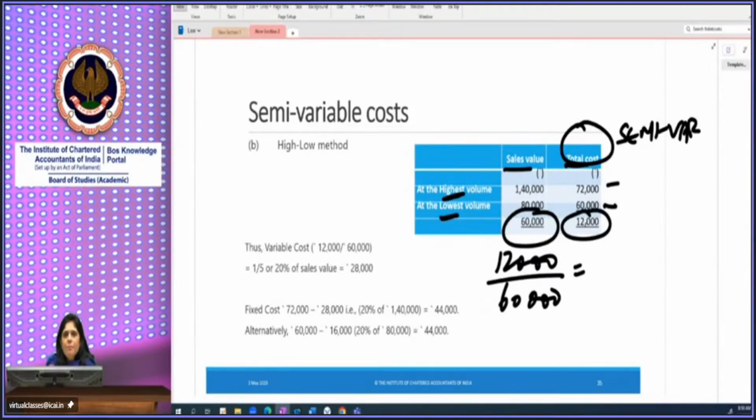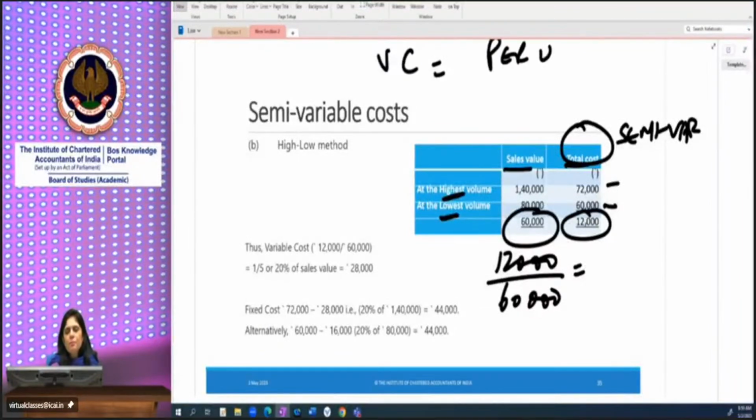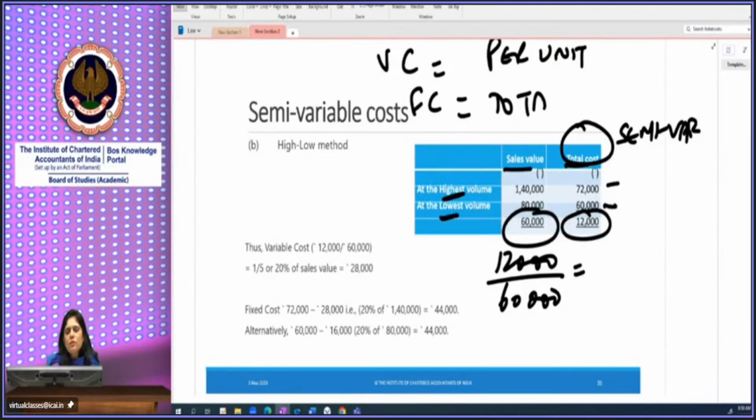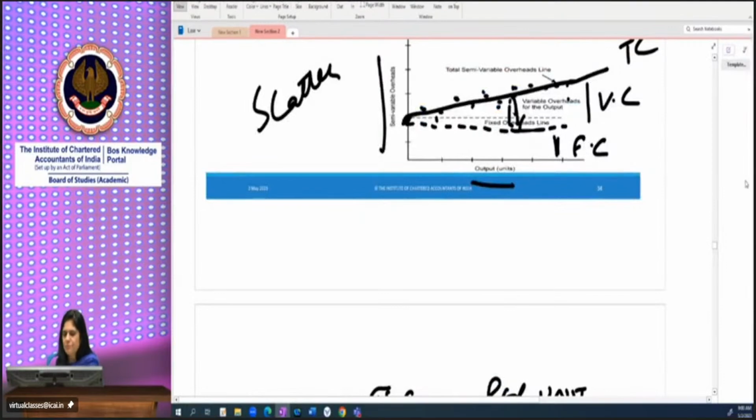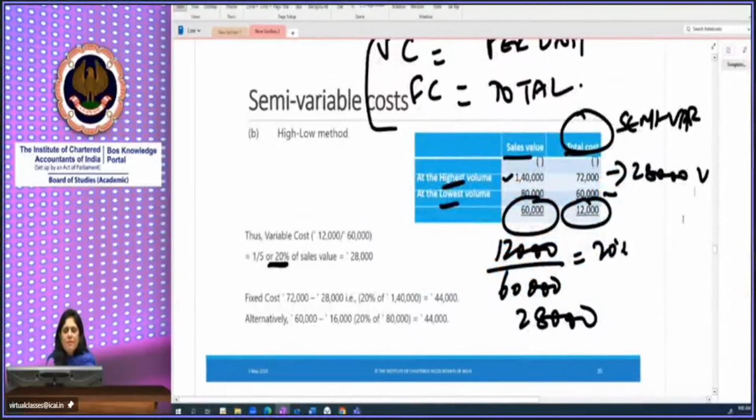Remember, variable cost is always per unit. Clear? And fixed cost should always be total. All right. So you should understand this. So per unit variable cost, how much will it be? Basically 20% of sales value. So 20% of sales is the variable cost. So on 1,40,000 sales, 20% is 28,000. So out of 72,000, 28,000 is variable cost. All right. So that means 72,000 minus 28,000, 44,000 is the fixed cost.